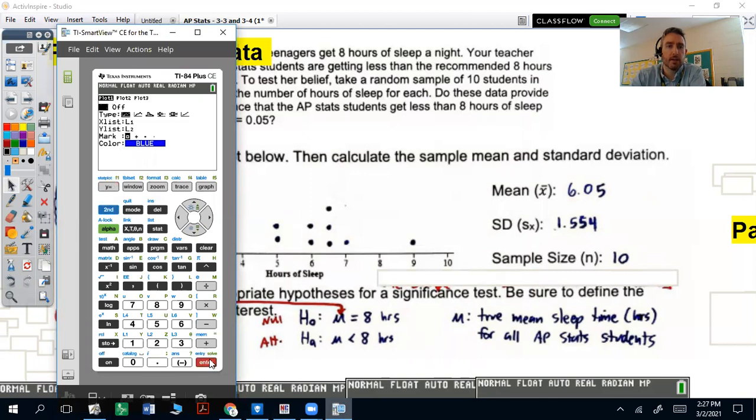Because you have your data points in, you'll go to second y equals, turn that first plot on, and go down to the box plot. I like box plots because they show outliers. If you turn that on, it'll default to list 1. And remember, you're going to hit zoom 9.